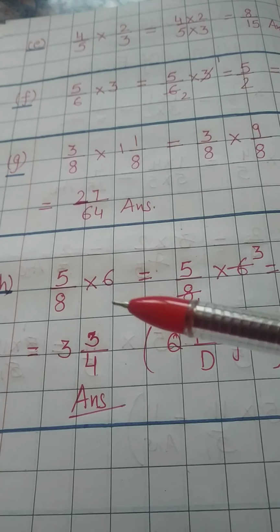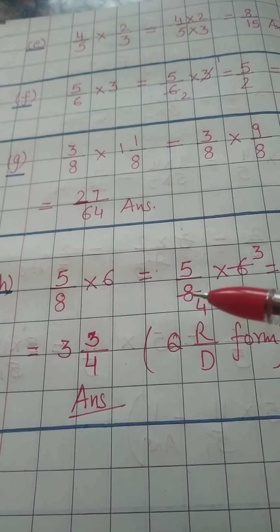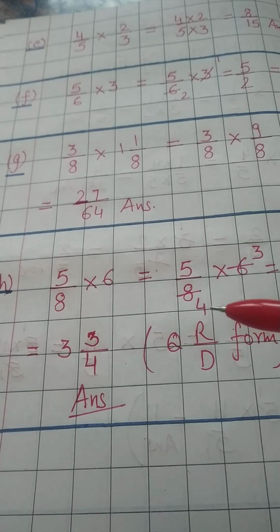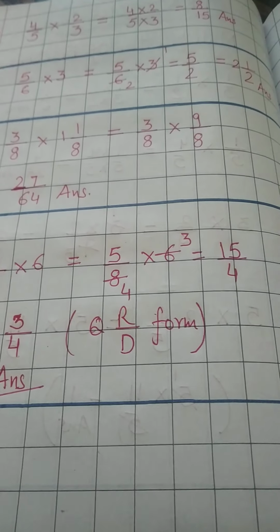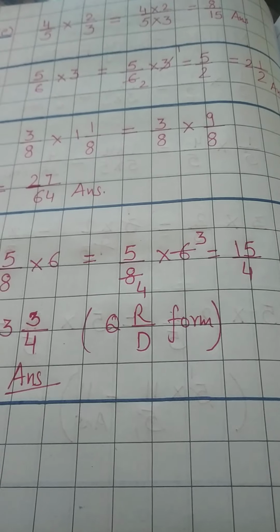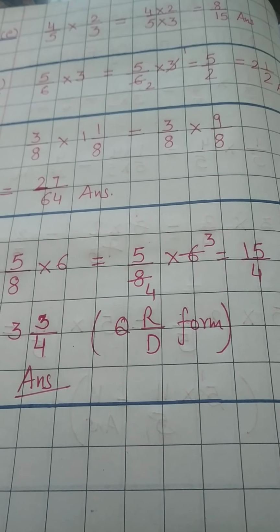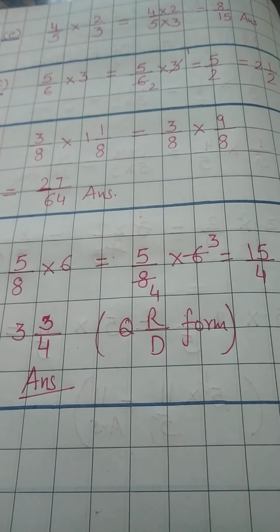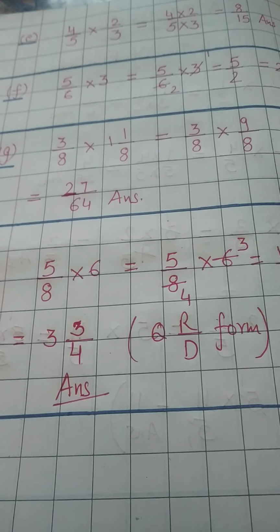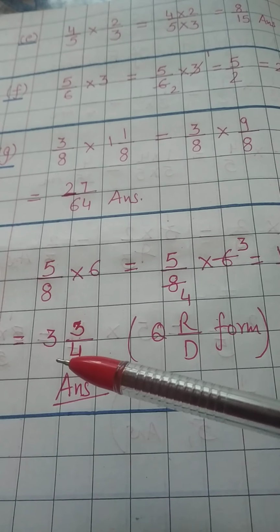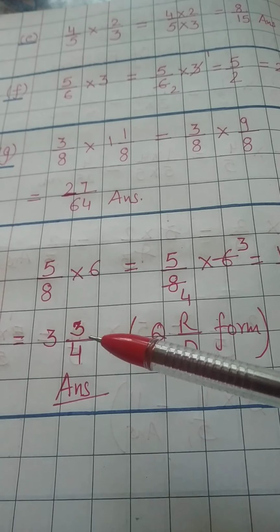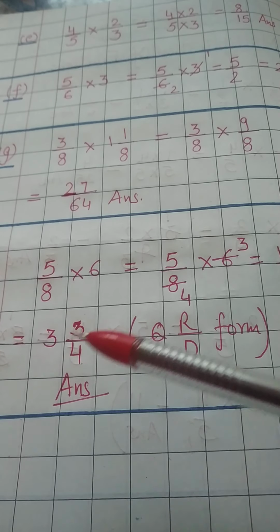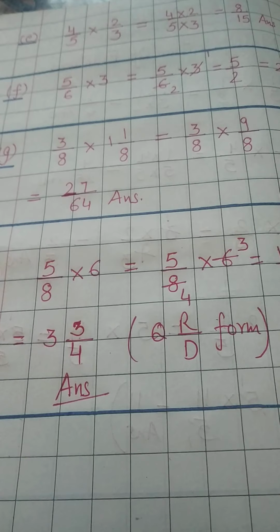And the last question, 5 upon 8 into 6. So 5 upon 8 into 6. See, 6 and 8 both come in the table of 2. So 2 threes are 6, 2 fours are 8. After this the HCF is 1, so we will not cancel now. Then 5 threes are 15 and 4 is there. So I will write 15 upon 4, and 15 upon 4 is an improper fraction. So we will change it into a mixed fraction. So 3 fours are 12 and the remainder is 3. So I will write 3 and 3 upon 4, and this is the answer.